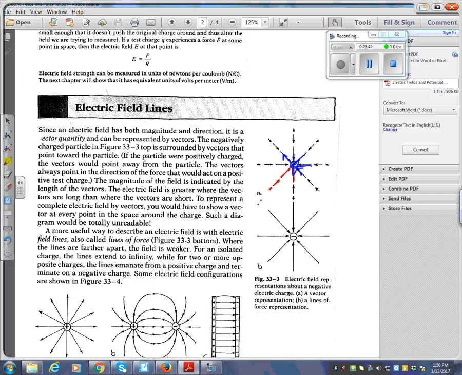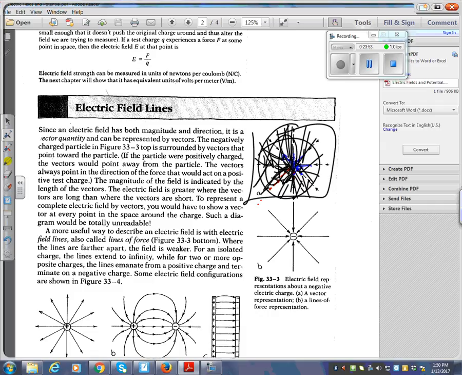And let's do them all in black. If I were to draw every vector from every point, it would be a solid circle that is nothing but black. You wouldn't be able to see any vectors at all because it would be completely covered. It'd be useless. The same is true for gravitational fields. So such a diagram would be totally unreadable.